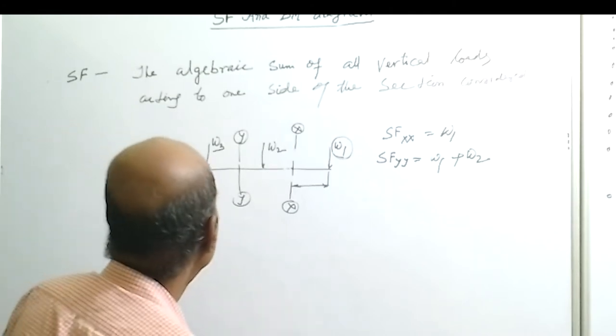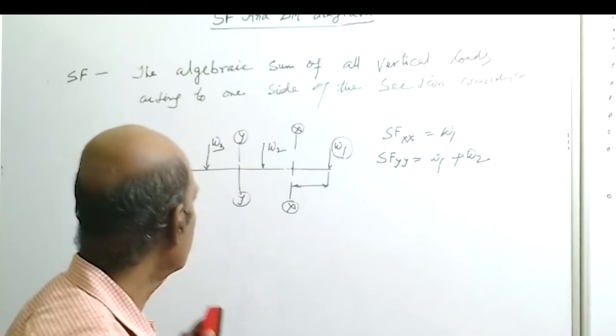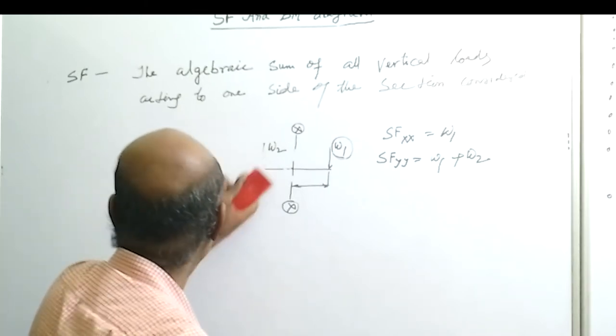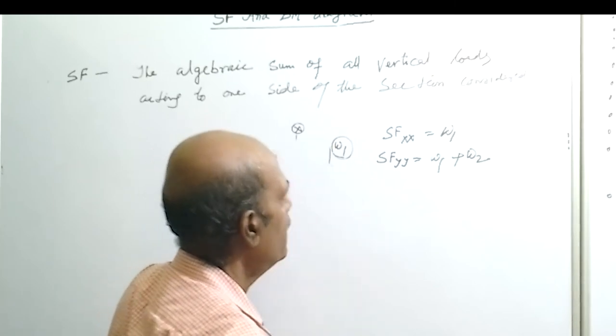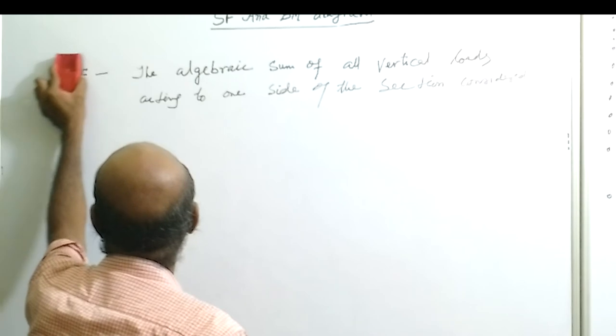So this is the definition: the algebraic sum of all vertical loads acting to one side of the section is called the shear force acting on that section. Now, we will see the definition of bending moment.